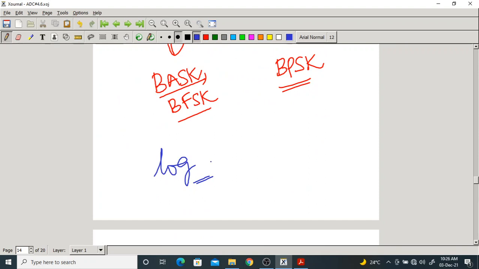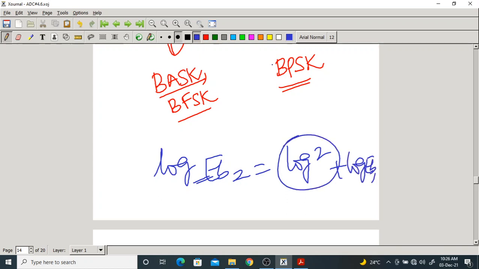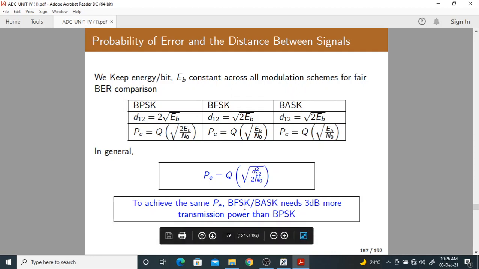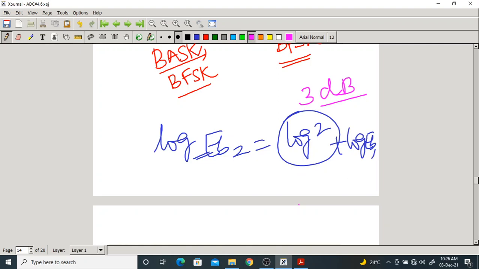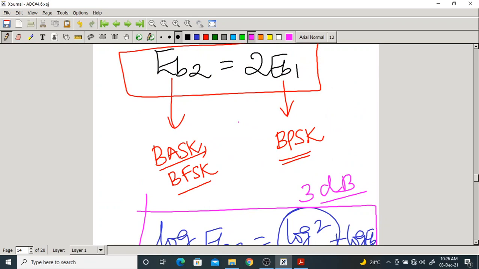Log EB2 equals log 2 plus log EB1. Am I right? So log 2 means approximately 3 dB. So BASK and BFSK need 3 dB more than BPSK. That's what I told you. To achieve the same probability of error, BFSK and BASK need 3 dB more power than BPSK. Is it okay? This is a very important statement. You can simply understand it from this simple logic. Actually it is twice. In normal scale it is twice, but in log scale it is 3 dB more.